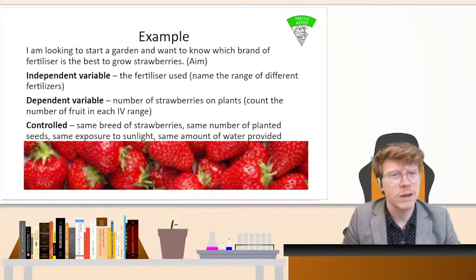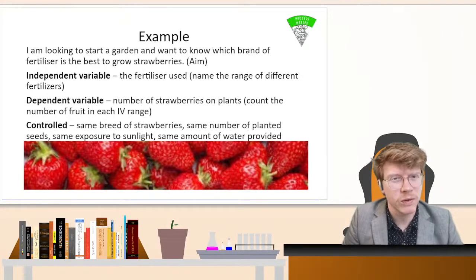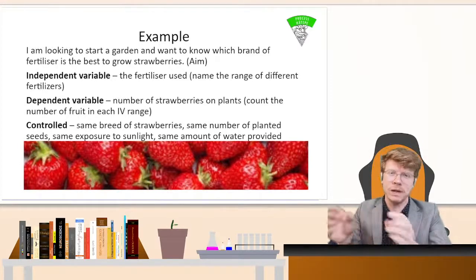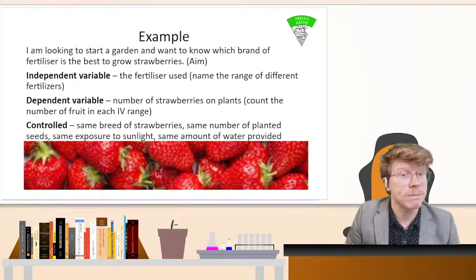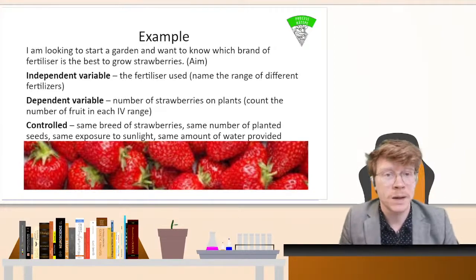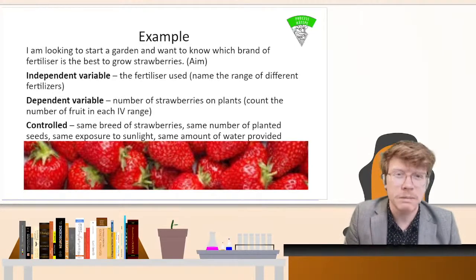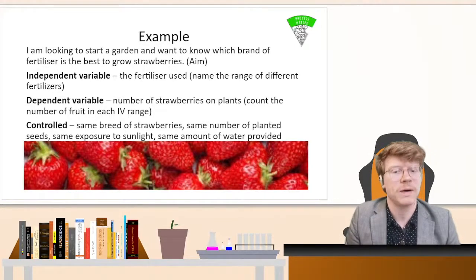You could equally do this with the weight of all the strawberries that are grown, because maybe some plants make a whole bunch of little strawberries and another plant makes one big strawberry. So you could measure it in terms of weight. And you measure weight in things like kilograms or grams. You could also measure it in pounds, but it's up to you, as long as you're specifying the variable there.